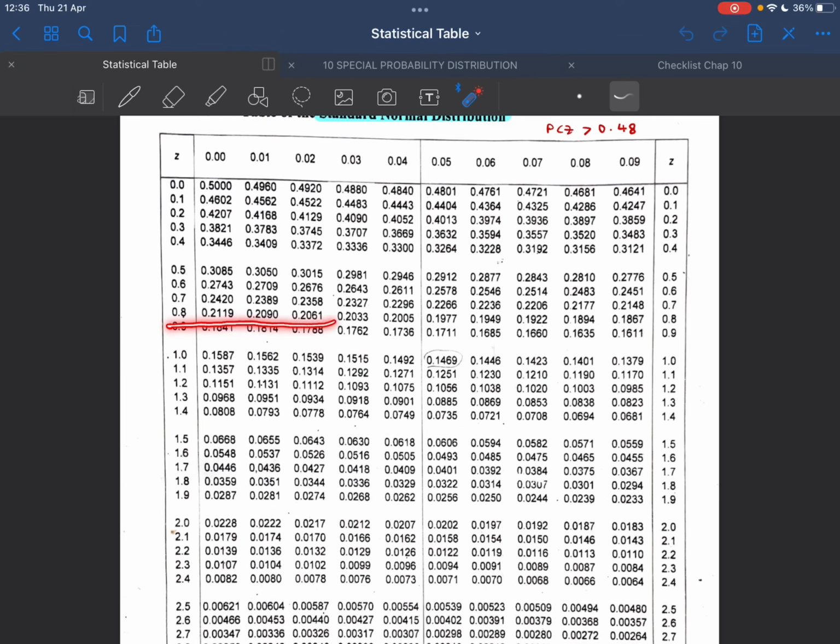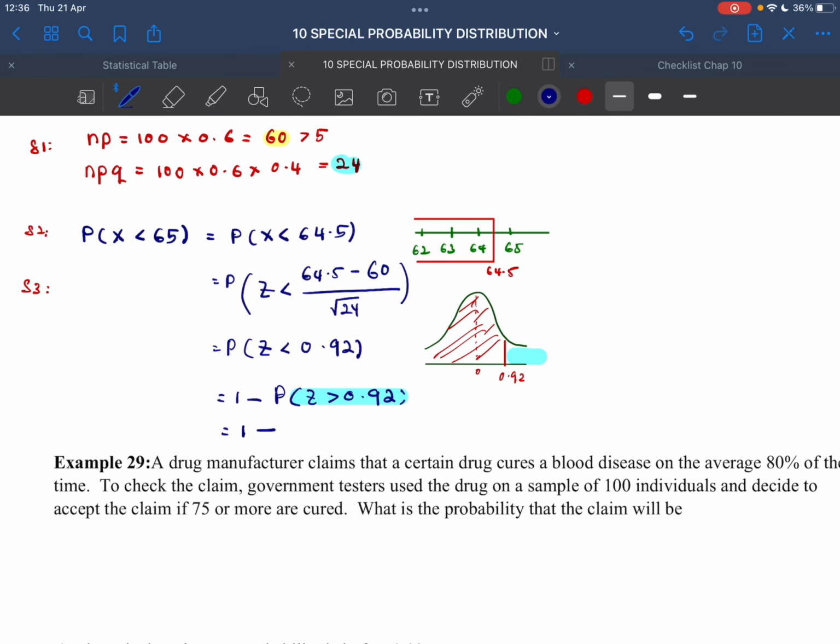0.9 is here, 2 is here. So that will be 1788. So here will be 0.1788 and the answer is 0.8212. Okay, so very easy.